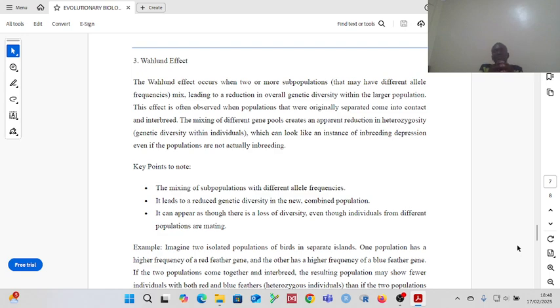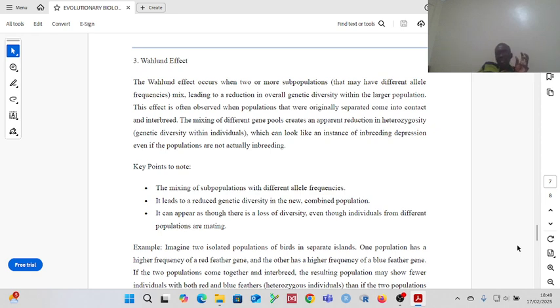Because you are mixing genetic alleles from different source populations. The subpopulation you are picking from each of the source populations has a reduced allele frequency. So when you compare the allele frequency within the new population, it will be different from the allele frequencies in the source populations. The difference is the new population will have a reduced heterozygosity. Okay? Why? Because you mixed subpopulations having different allele frequencies. Okay? So that is the Wahlund effect.